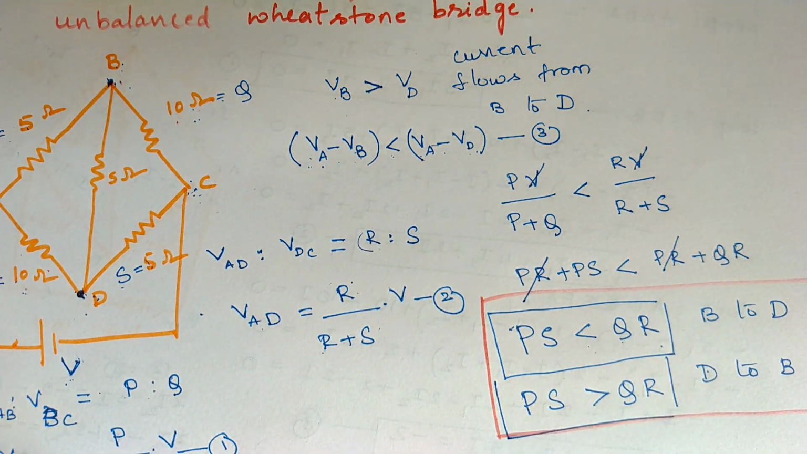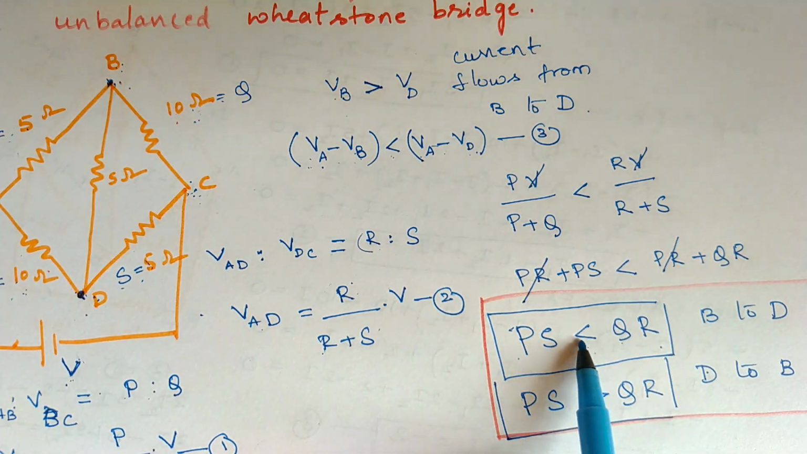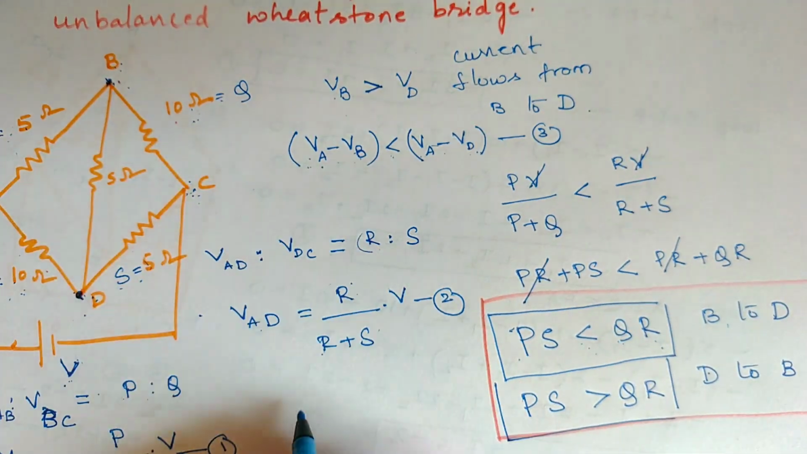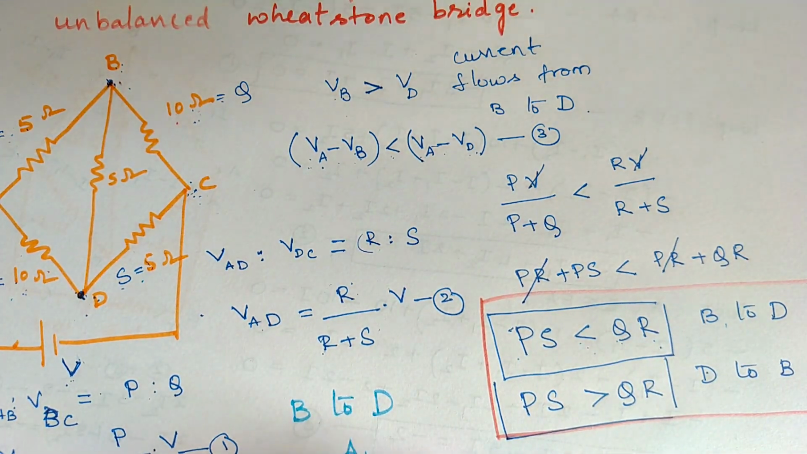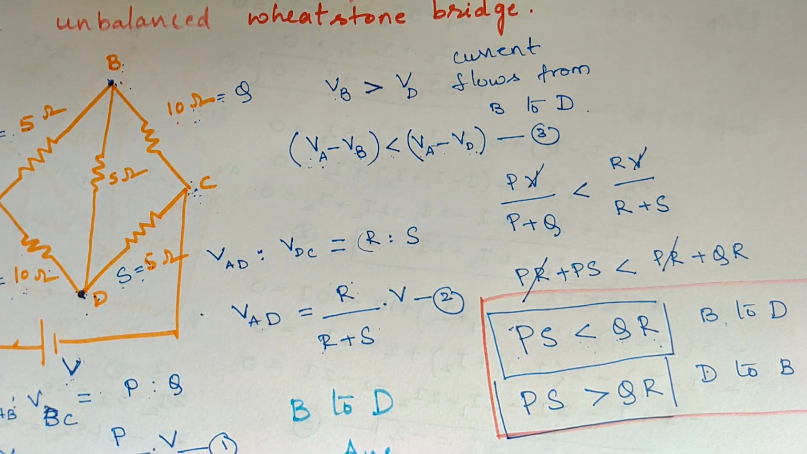Directly apply and tell me what is the direction of current in this given arrangement. Check the product. 5 into 5, 25 is less than 100. If 25 is less than 100, what is the direction of current? In this question, current flows from B to D. Okay, so this would be the answer for the given arrangement of resistors.